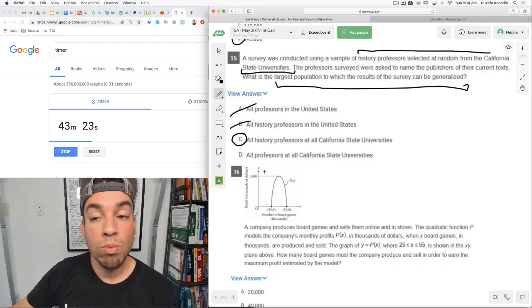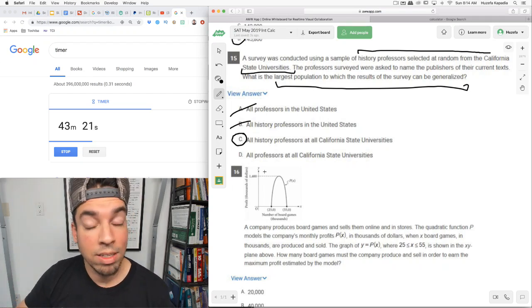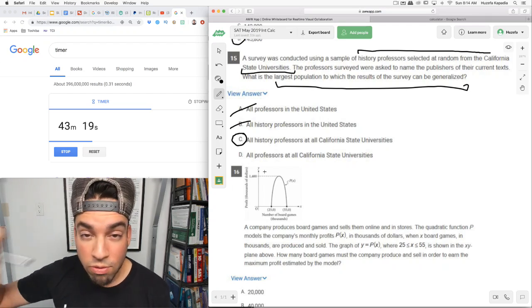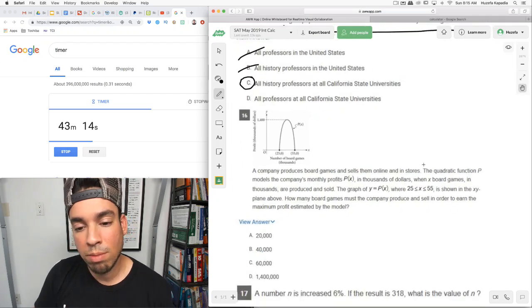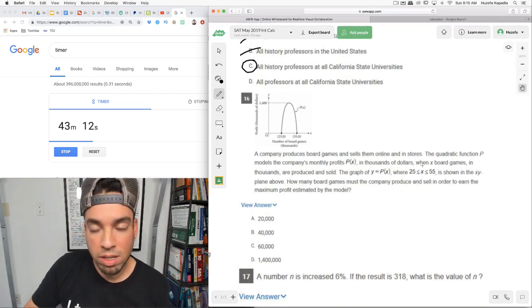But it's the reason why we can extend it to all state universities, because the random sample is from that pocket of state universities. So if it's truly a random sample, it should be representative of history professors at California State University.